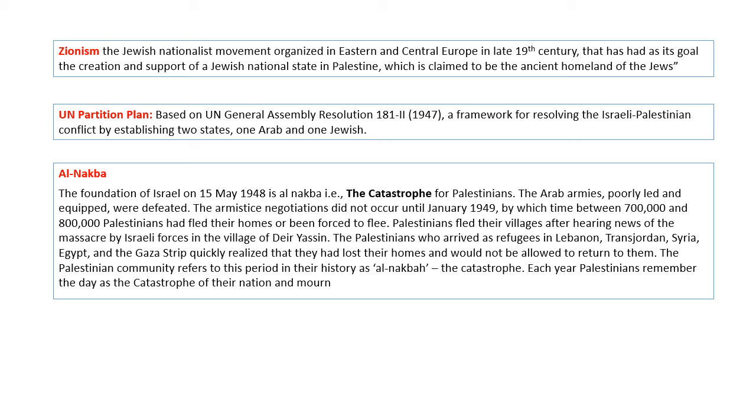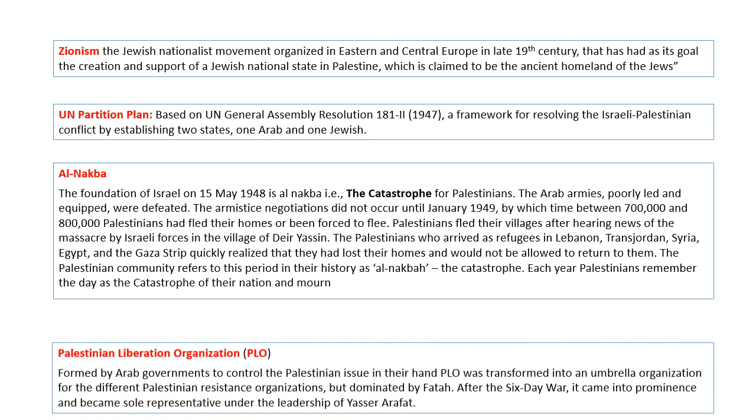The Palestinians who arrived as refugees in Lebanon, Transjordan, Syria, Egypt, and the Gaza Strip quickly realized that they had lost their homes and would not be allowed to return to them. The Palestinian community refers to this period in their history as Al-Nakba, the catastrophe. Each year Palestinians remember the day as the catastrophe of their nation and mourn.